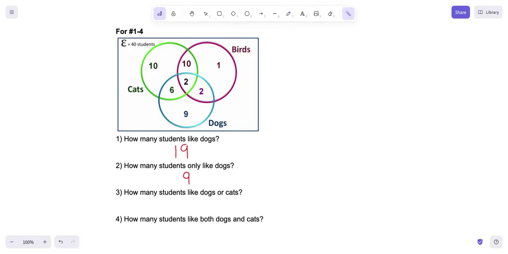Number 3, how many students like dogs or cats? Keyword is or. Or is all inclusive. That means I want all the dogs and all the cats. Basically everyone besides this one person that's only birds, right? And here it tells me that there are 40 total. So 40 minus this one is 39. I'm going to double check, right? 10 plus 10 is 20, plus 10 is 30, plus 9, 39.